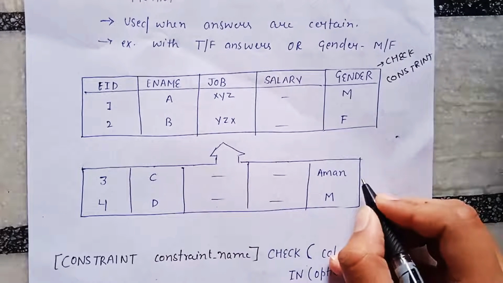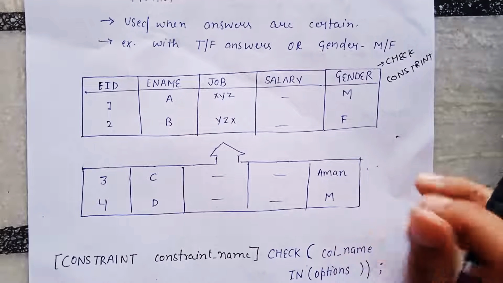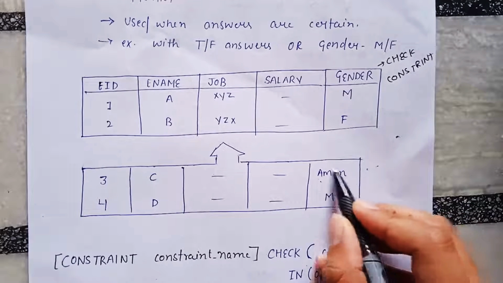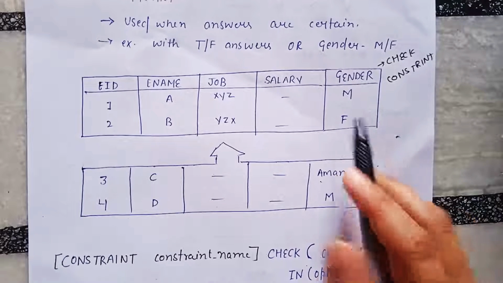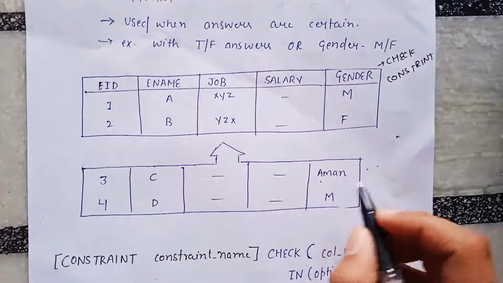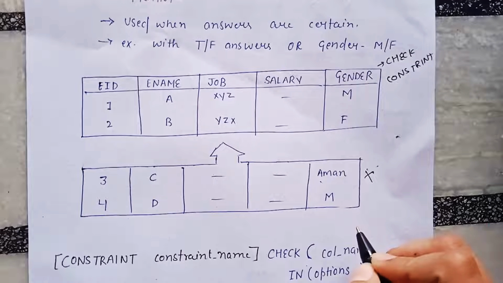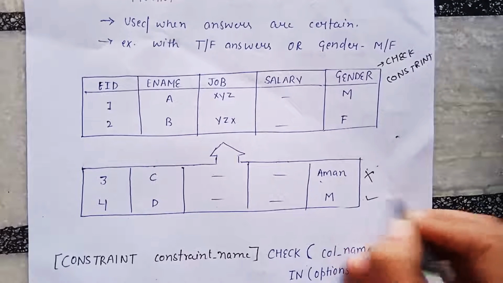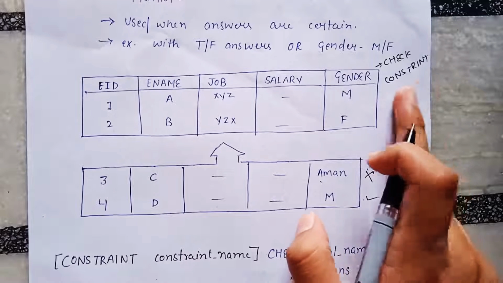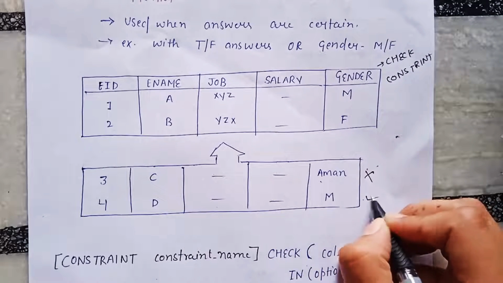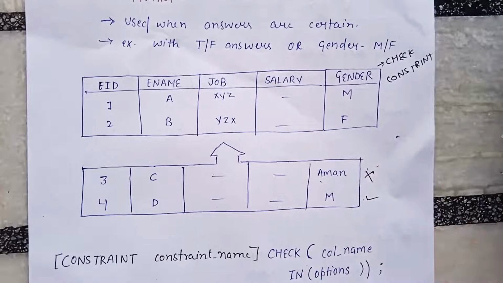Let's suppose I try to enter a record like this. Here you can see that I'm entering the value Aman. Aman is not in the list of male, female and others, so it will not be allowed. After this, if we try to enter a value like male, male exists in the option list of the check, that is male, female and others, so it will be allowed. So this is the use of the check constraint.